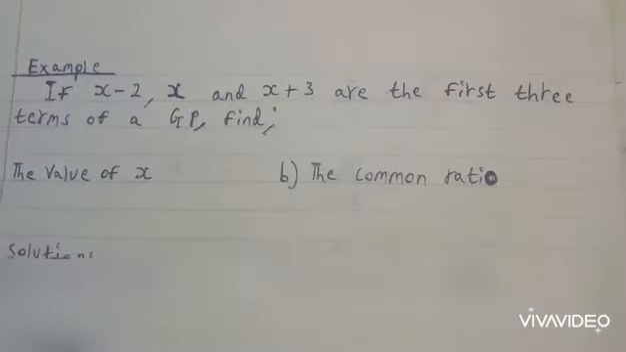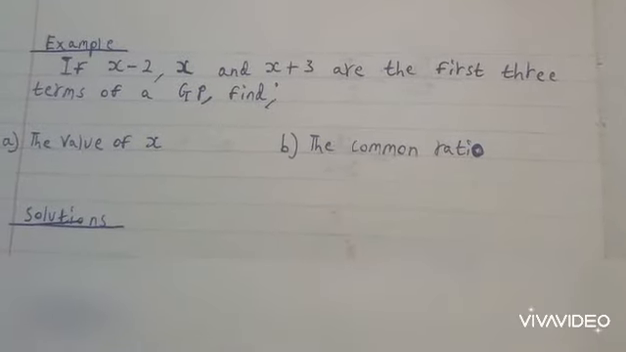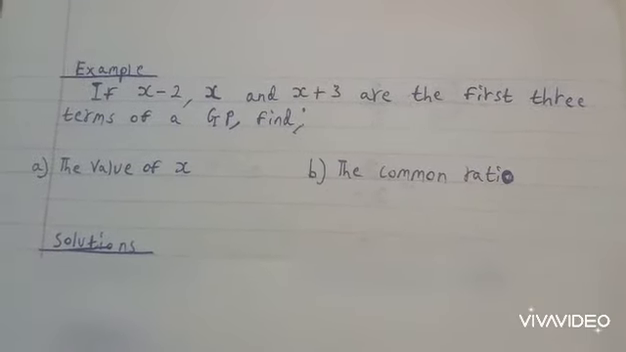B is find the common ratio. Let's go to A. We have three terms, x minus 2, x and x plus 3. Those are our first three terms.